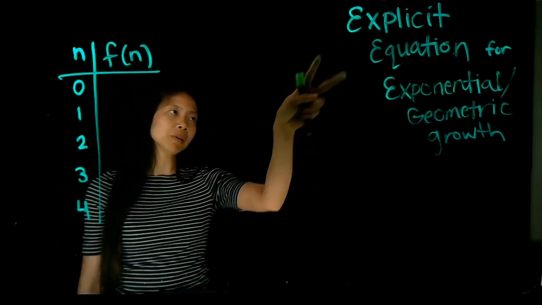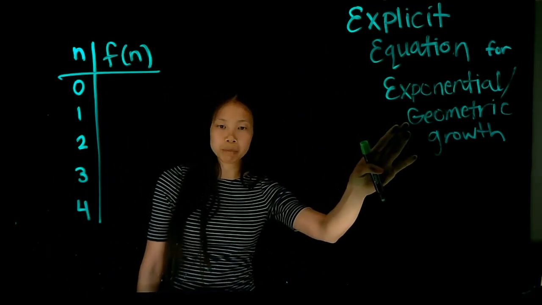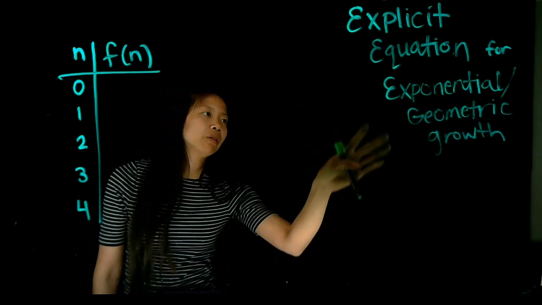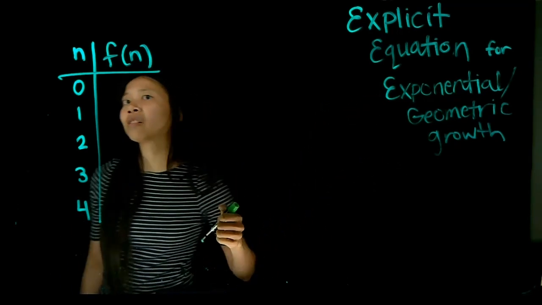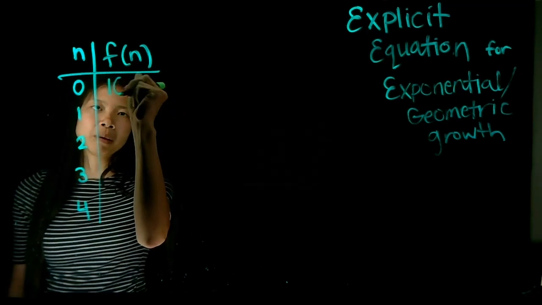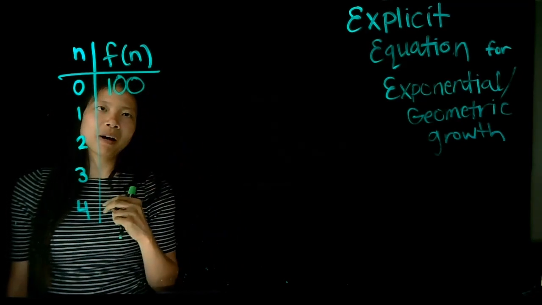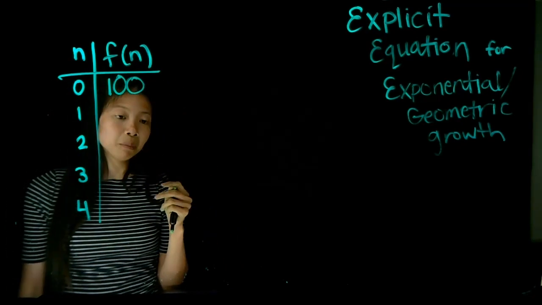Now that we know how to write an explicit equation for linear arithmetic growth, let's talk about writing an explicit equation for exponential or geometric growth. A really common example where you will see exponential or geometric growth in everyday life is with finances. So let's say you start off with $100 in your bank account and somehow you've hit the jackpot and you are able to double your money every month.